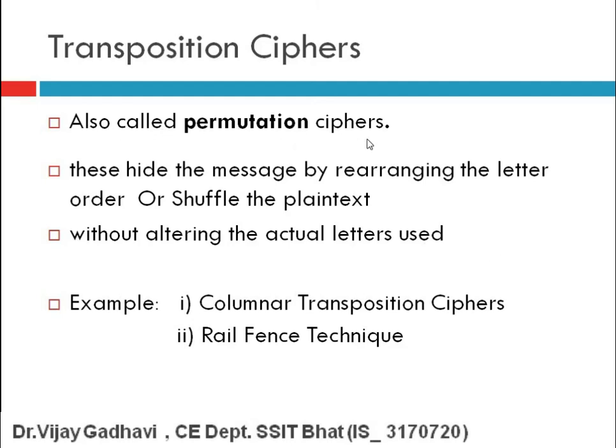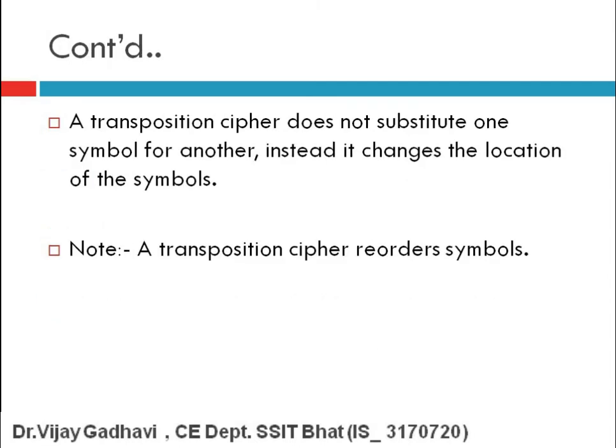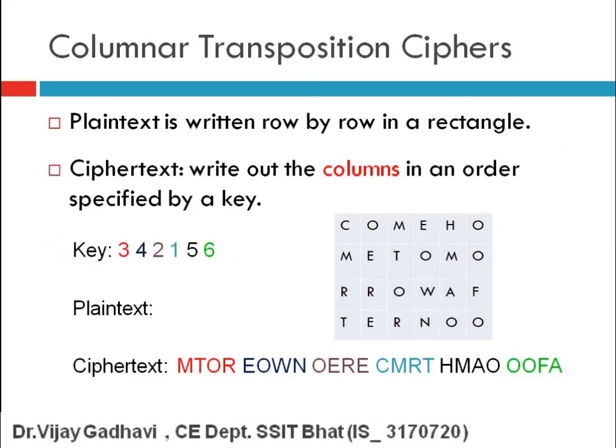It is also called permutation. This hides the message by reordering letters and shuffling the plaintext without altering the actual letters used. Examples are the columnar transposition cipher and the rail fence technique. They both are examples of permutation ciphers. A transposition cipher does not substitute one symbol for another. Instead, it changes the location of symbols. A transposition cipher reorders symbols.